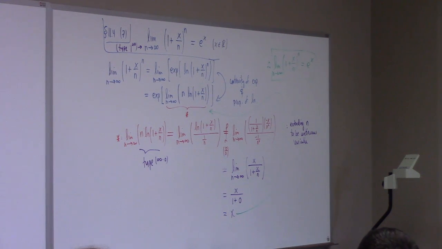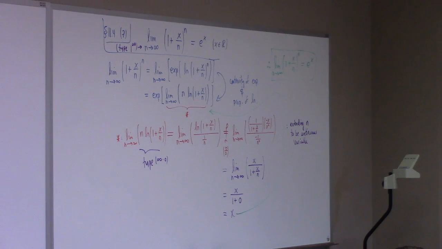We can just use limit laws and evaluate it, allowing n to go to infinity. Well, 1 over n goes to 0, right? So x over n goes to 0. And I've got x over 1 plus 0, but that's just x again. So go put it back up in here, and there you go. This is equal to e to the x. In other words, the limit as n goes to infinity of 1 plus x over n to the n full power is equal to e to the x.